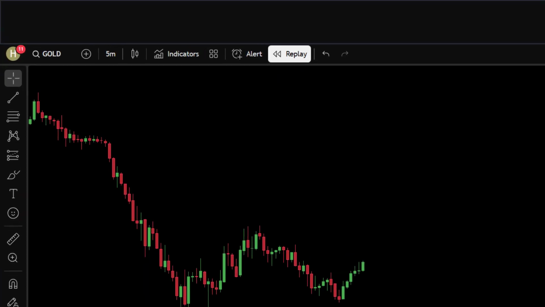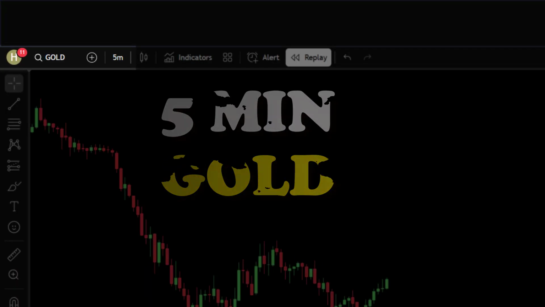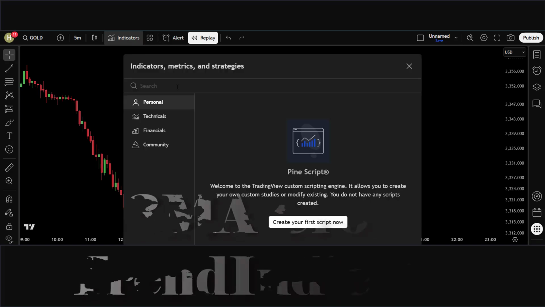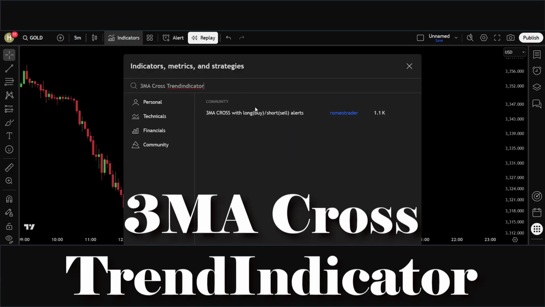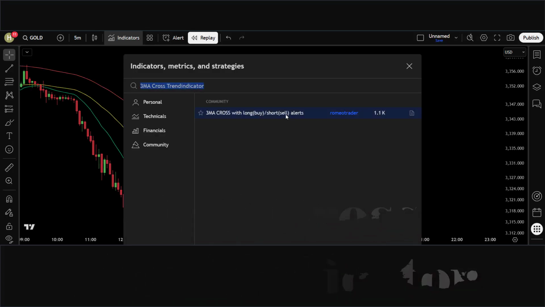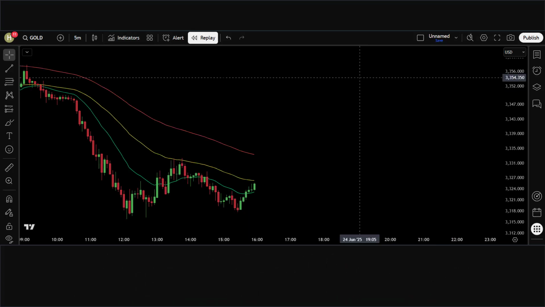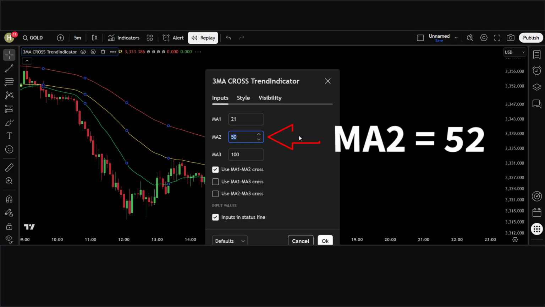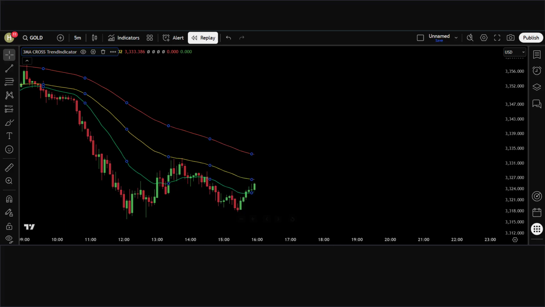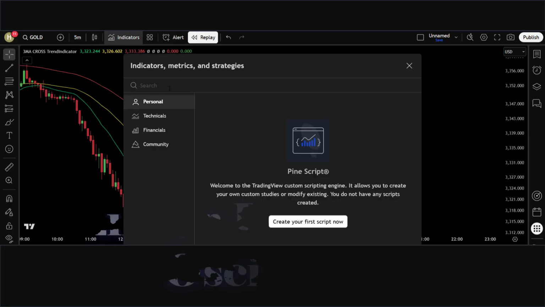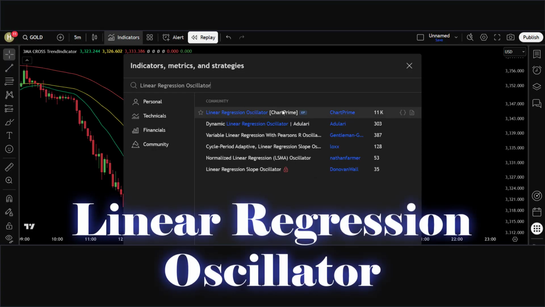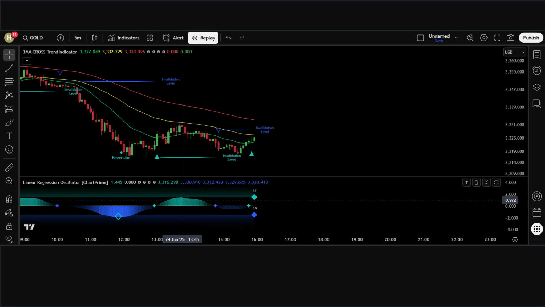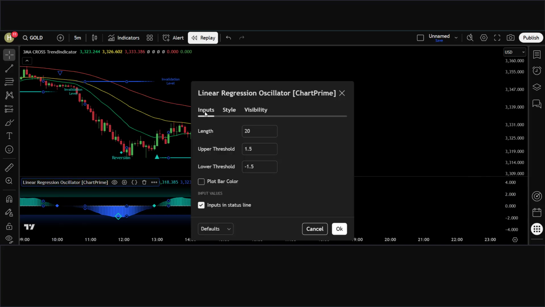Let's get started. We are going to test this strategy on the 5-minute time frame in the gold chart. In this setup we would require two indicators. First indicator name is 3MA cross trend indicator. Keep the indicator setting as I have shown here. We have to apply another indicator on the chart. Second indicator name is linear regression oscillator. Keep the indicator setting as I have shown here.